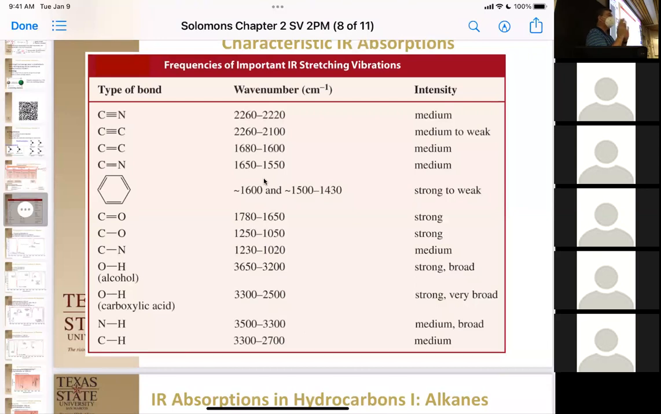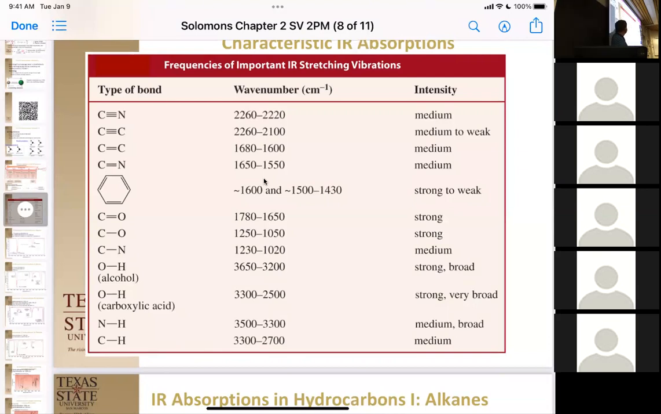Right. What you're saying is that this kind of group will absorb this kind of energy, and that kind of energy is associated with that wavelength of light. That amount of energy is associated with that wavelength of light. Okay, so now let's go to look at here.